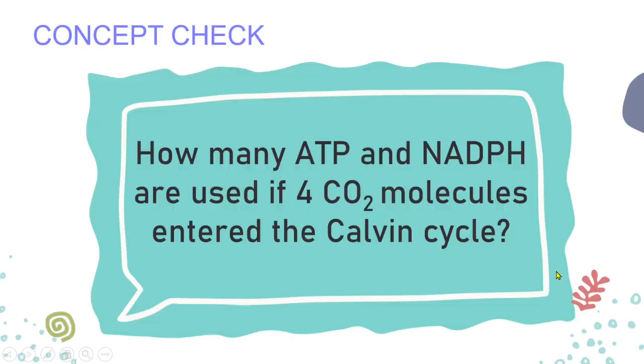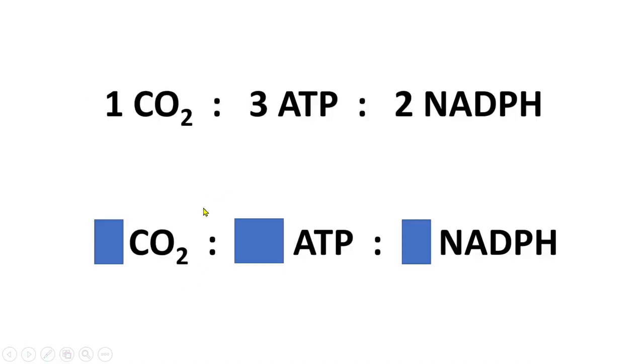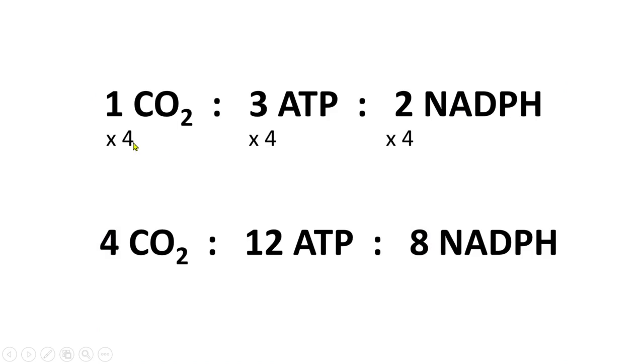Now take note also of this question: how many ATP and NADPH are used if 4 carbon dioxide molecules enter the Calvin cycle? We already computed how many for 1 carbon dioxide. In this case, if there's 1 carbon dioxide, again 3 ATP and 2 NADPH. So you just have to multiply them by 4. Since the question is 4 carbon dioxide entering into the Calvin cycle, you multiply by 4. So there's 4 carbon dioxide, 3 times 4 is 12 ATP, 2 times 4 is 8 NADPH. So very easy to compute.